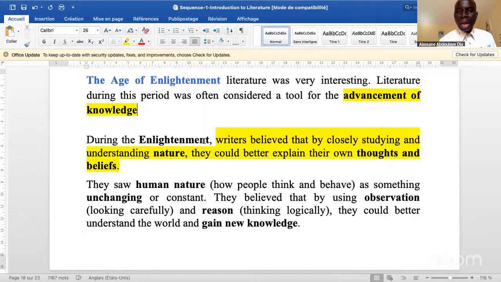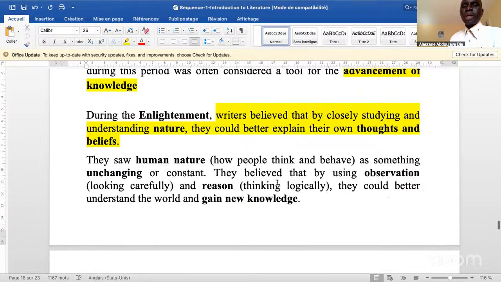So during the Enlightenment, writers believed that by closely studying and understanding nature, they could better explain their own thought and beliefs. What does it mean that during the Enlightenment, people resorted to nature and they used nature to better explain? Because it is said in French, l'homme c'est le milieu. In nature, you can define man.